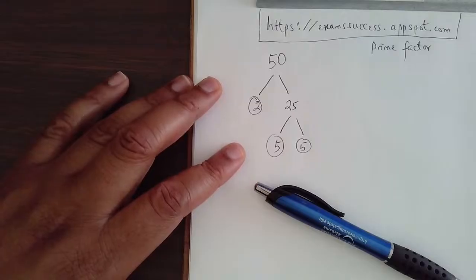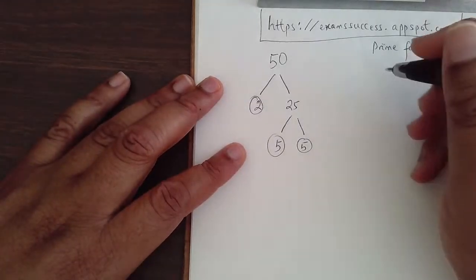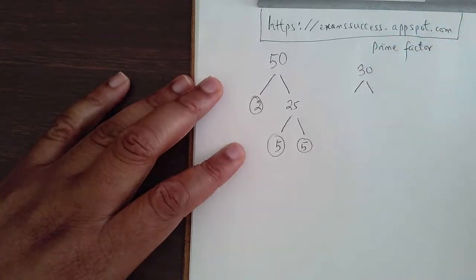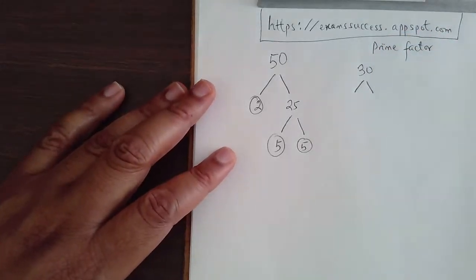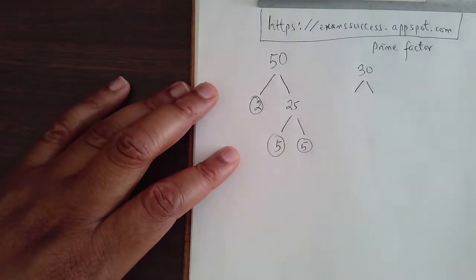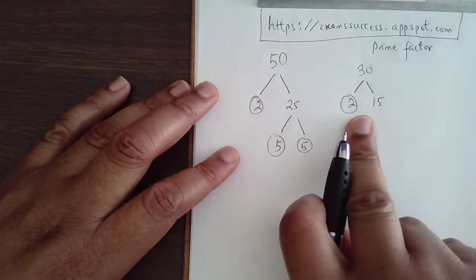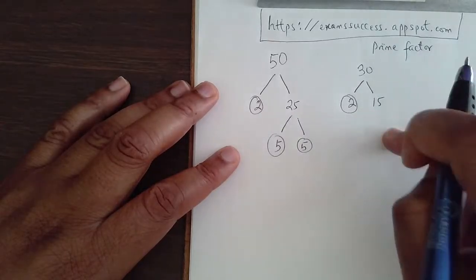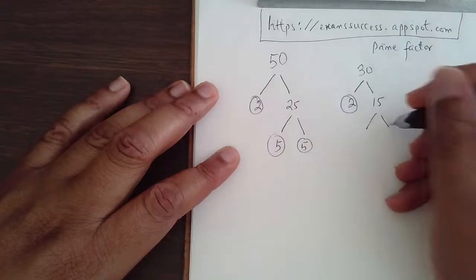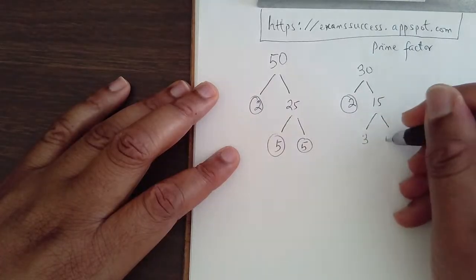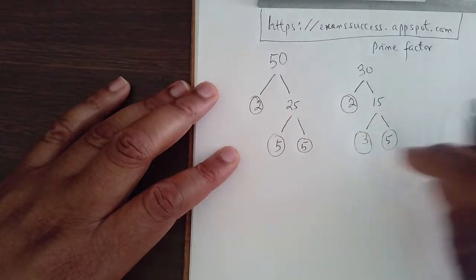So the next one is 30, and the other one is 70. For 30, 2 is a prime number, and 2 is also a factor of 30. So this will be 2 and 15. 15 is a composite, it's not a prime. I break this down again. This is 3 and 5. Some of you might write 5 and 3.